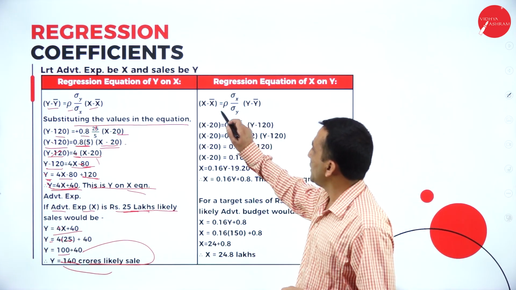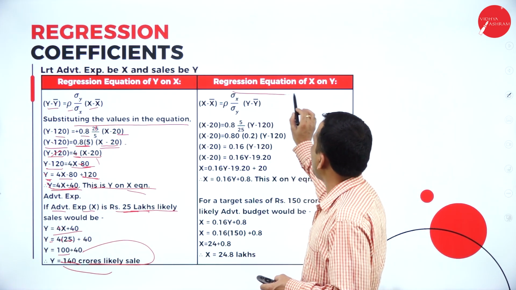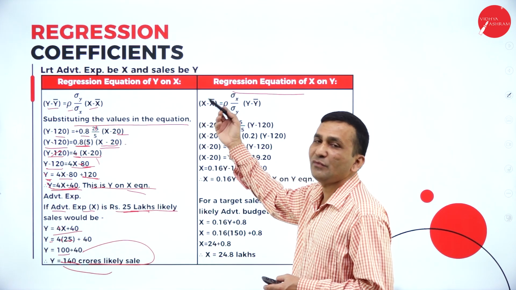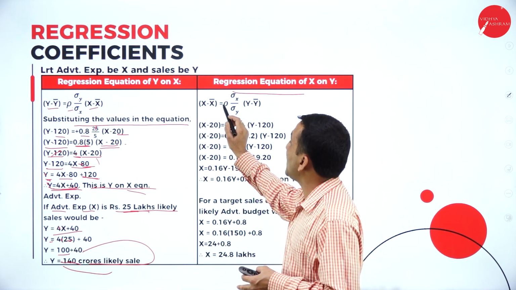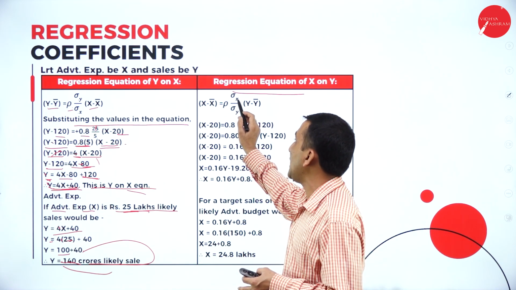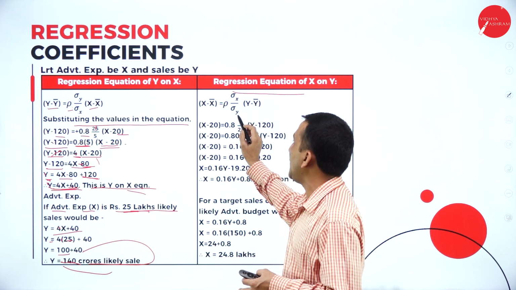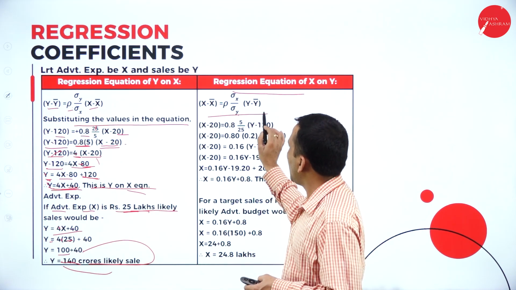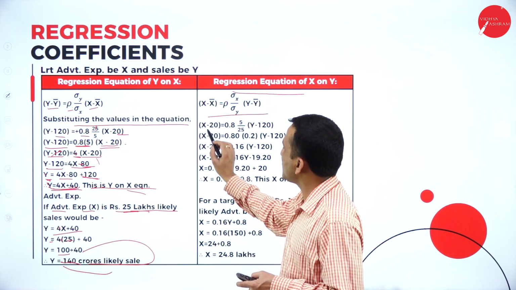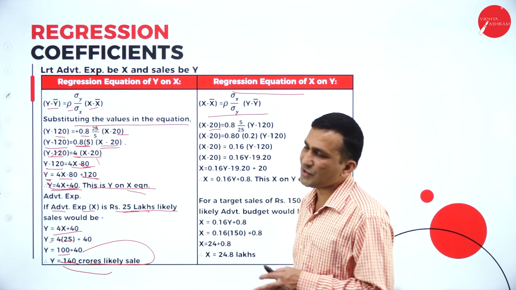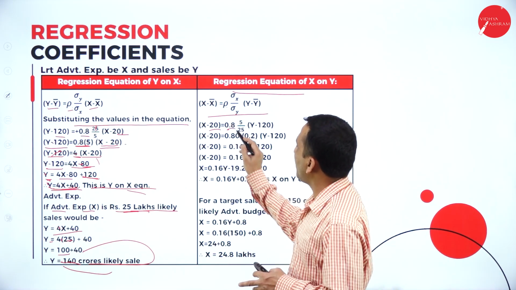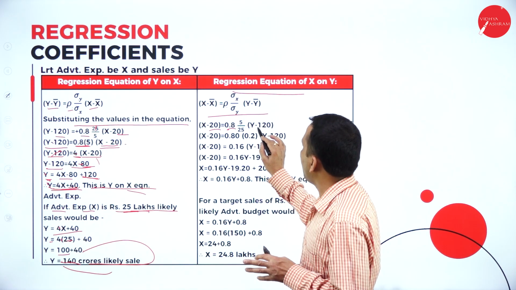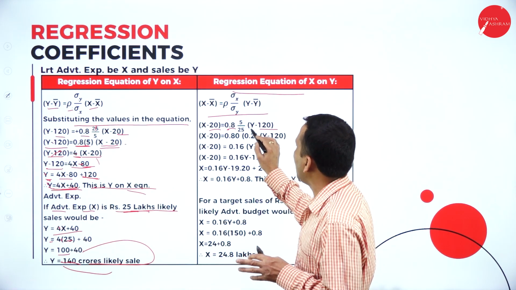Moving to the next equation. Here they specified the regression equation x on y. X on y means it starts completely from x. So x minus x bar is equal to the coefficient times standard deviation of x divided by standard deviation of y, into y minus y bar. Same thing, in the equation we write the value: x minus 20, which is the x bar given in the question, and the coefficient value 0.8, standard deviation 5 divided by 25, y bar is given as 120, y is not given.